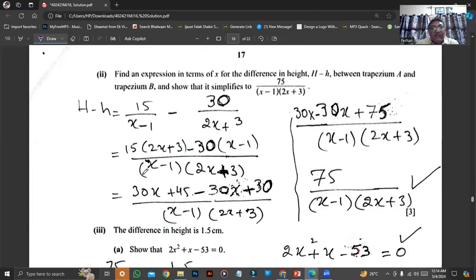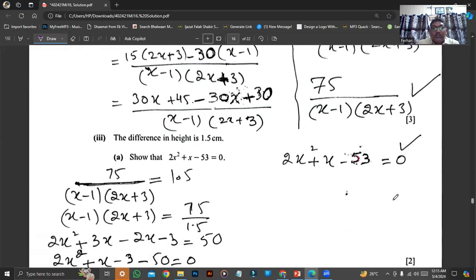So I will take the LCM. The LCM will be x minus 1 in one bracket, and in the other bracket you will have 2x plus 3. So this will multiply with this numerator. So 15 multiplied by bracket 2x plus 3 bracket close, minus 30, and it will multiply with x minus 1. So when you multiply this, you will have 30x plus 45 minus, here you will have 30x plus 30, divided by this thing. So this 30x and this 30x will be cancelled. So you are left with 45 plus 30 is 75. So you are left with 75 divided by x minus 1 into 2x plus 3. So that was an easy thing. That was also a question in which you have to show this. So no need for the marking scheme.